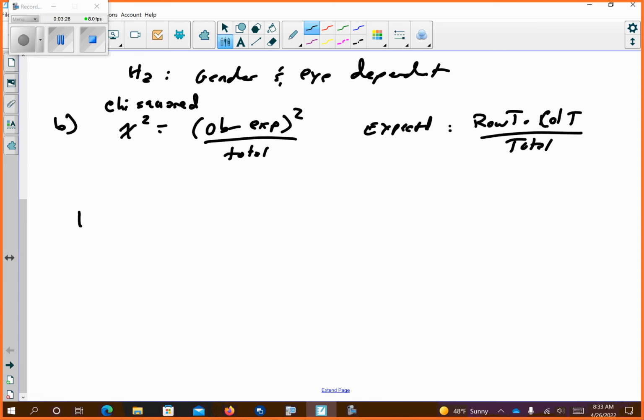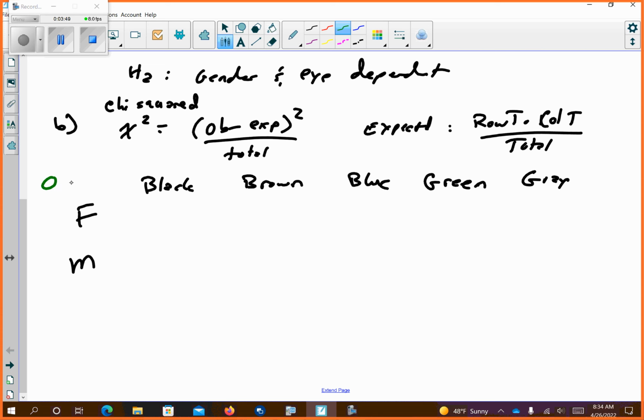So we have female, male, we have black, brown, blue, green, and gray. All right, so this will be observed, expected, and chi-squared in that order.